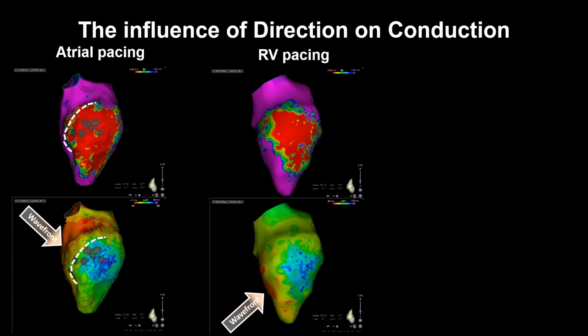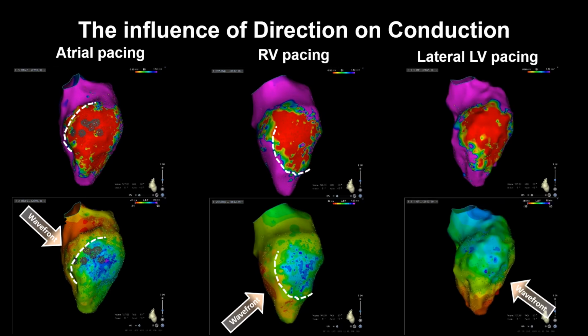The middle panels show voltage and activation maps during RV pacing. In this case, although the scar appears similar on voltage maps, the area of maximal slowing occurs in the apico-septal aspect of the scar, where the wavefront first interacts with the scar. Notice that the area of maximal slowing is different from the one seen in the previous pacing site, though they do partially overlap.